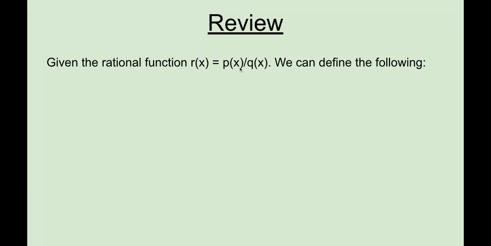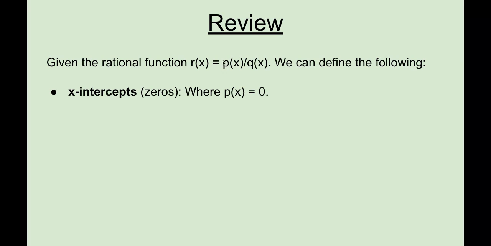Okay, let's talk about graphing rational functions. So a little review. Remember we defined a rational function as a ratio of polynomials. So we'll have an equation in the numerator, an equation in the denominator. If we do it in such a fashion, then we can actually define the following, right?